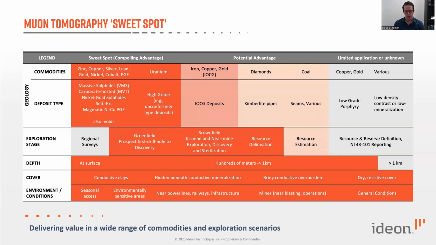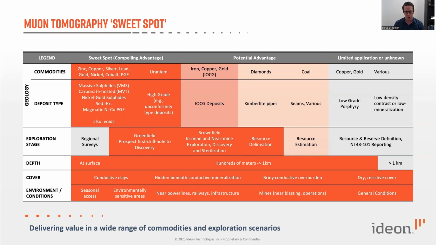So muon tomography has a wide range of applications, basically wherever there's a density contrast to something of interest in the subsurface, it can be used to map that with high resolution. In terms of commodities, there's of course a range of commodities that have a significant density contrast depending on the deposit types. And we've had published case studies across a couple of these.